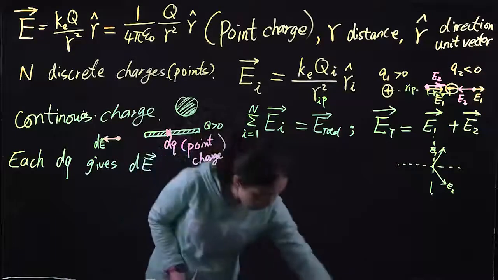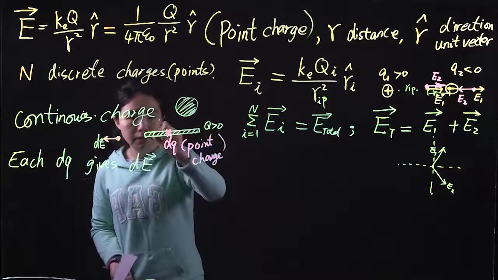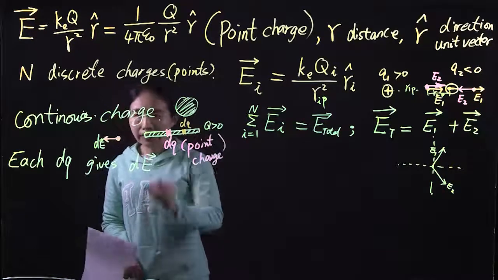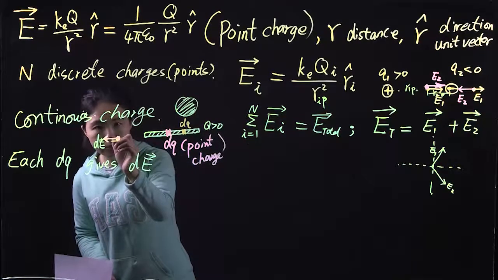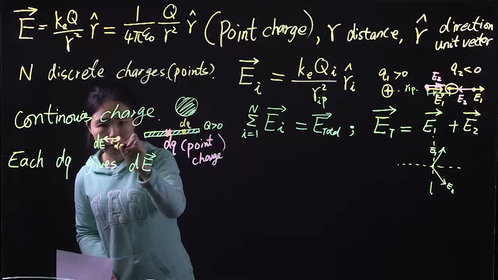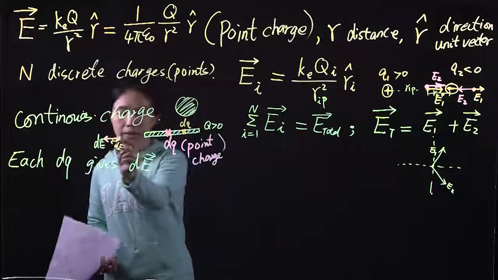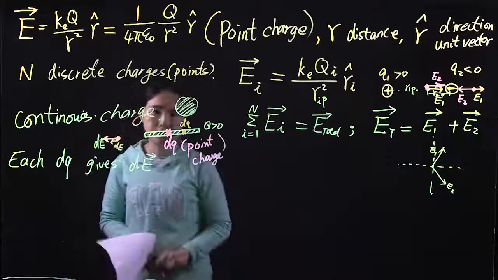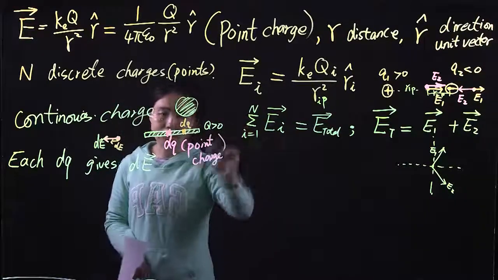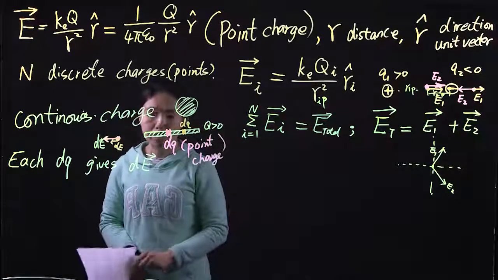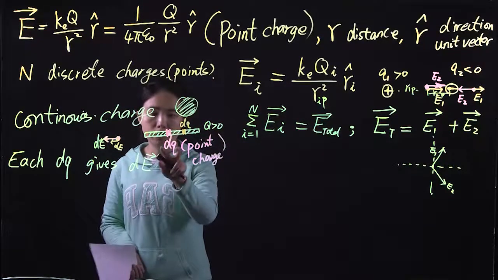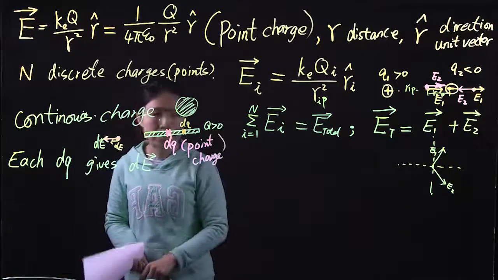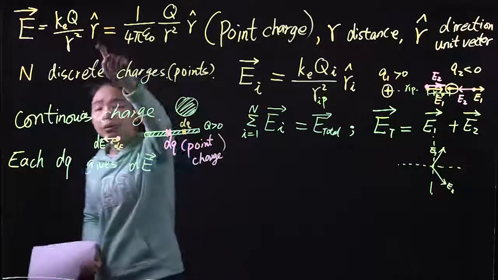If you consider another piece, maybe here, another small amount of dq, that's going to create another small amount of dE. Because it is further away, it creates a smaller contribution. Whatsoever, for continuous charges, we can cut the entire object into tiny pieces, an infinite number of small point charges. Each small point charge gives you a dE, and we apply the same equation here.